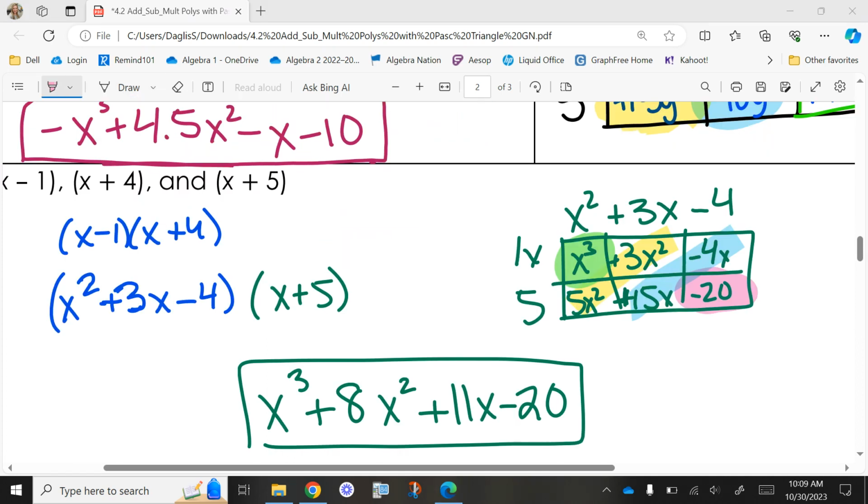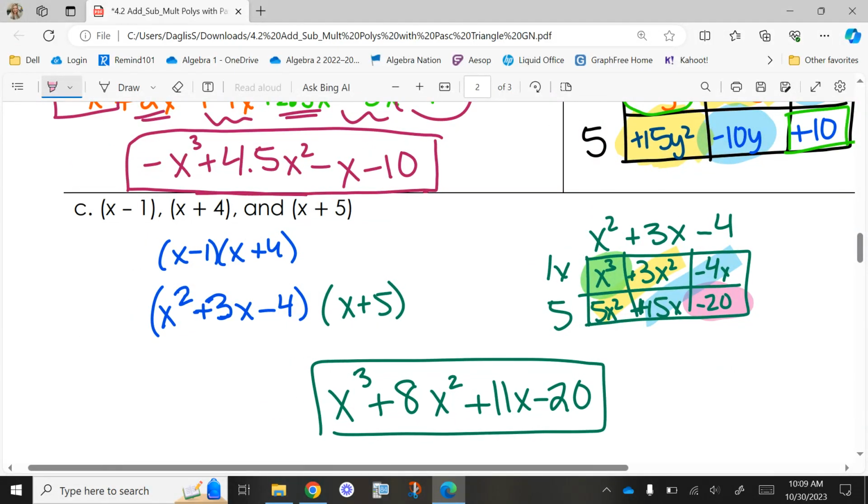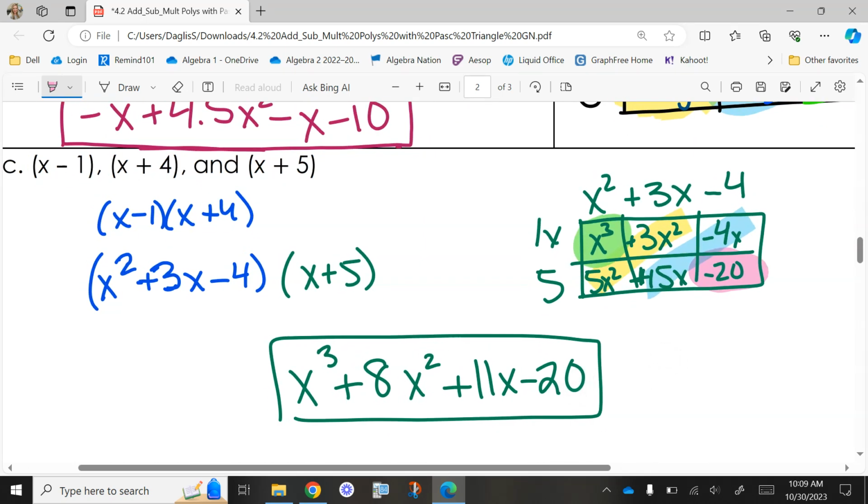Check your answers with mine. I did a combination of the two so you could see it. I multiplied x minus 1 and x plus 4 together first to get x squared plus 3x minus 4. Then multiplying that with what's left over, the x plus 5. I showed that in a times table. And I got x cubed plus 8x squared plus 11x minus 20. You can't do all 3 at the same time. You have to pick 2 first, get that result, and then bring in the third one.